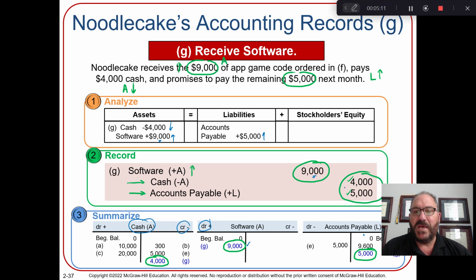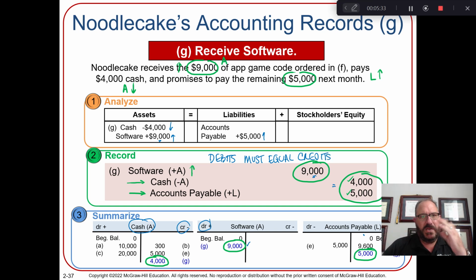And notice how this balances. This has to balance. The debits must equal the credits. It's called balancing your transactions. They have to balance: 9,000 debit, 9,000 credit.